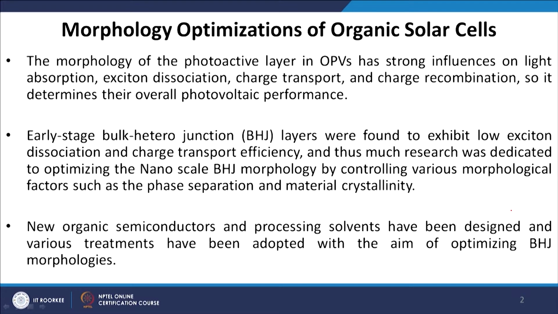Early stage bulk heterojunction layers were found to exhibit low exciton dissociation and charge transport efficiency, and thus much research was dedicated to optimizing the nanoscale BHJ morphology by controlling various morphological parameters such as the phase separation and material crystallinity. New organic semiconductors and processing solvents have been designed and various treatments have been adapted with the aim of optimizing BHJ morphologies. Now, the first question is, what do we mean by an optimum morphology?